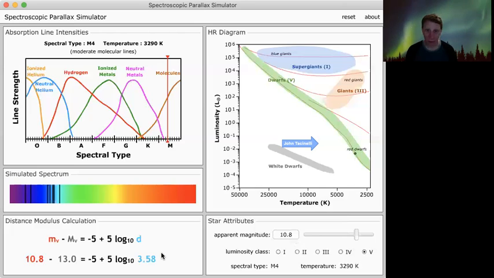So all you have to do to find the distance using spectroscopic parallax is determine what type of star it is, determine from that, from the main sequence, what the luminosity of that star is, and plug the apparent magnitude, which you can get from just measuring the magnitude of the star in the sky from Earth, into the equation, and you'll get the distance coming right out at the end.